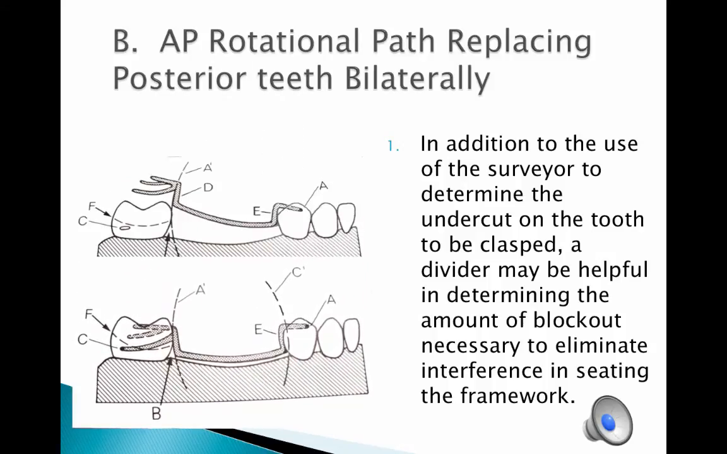In addition to the use of the surveyor to determine the undercuts on the teeth to be clasped, a divider or a compass may be helpful in determining the amount of blockout necessary to eliminate interferences in the seating of the framework.